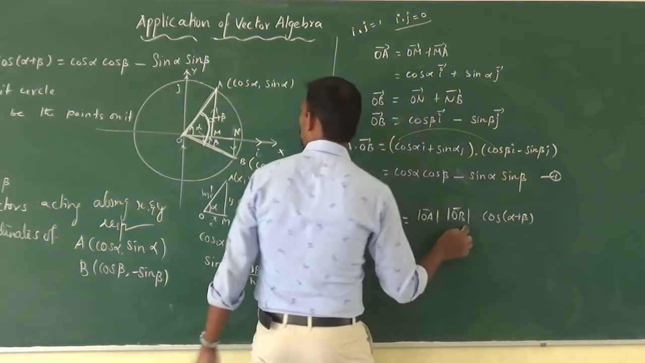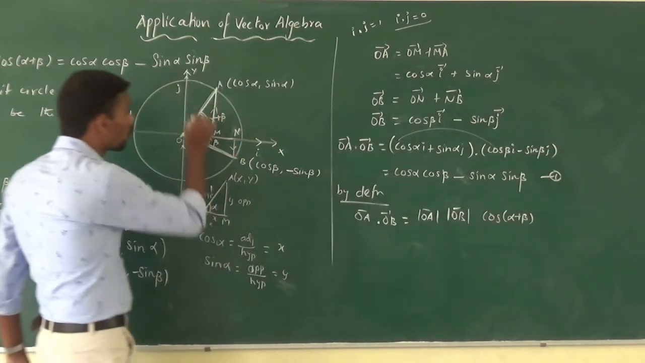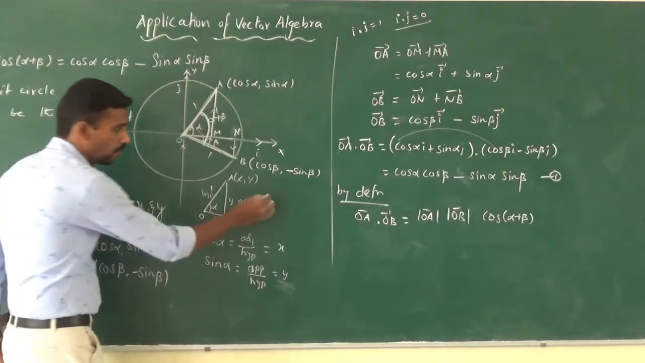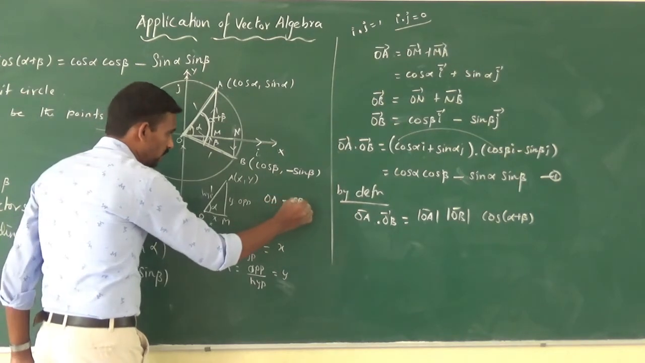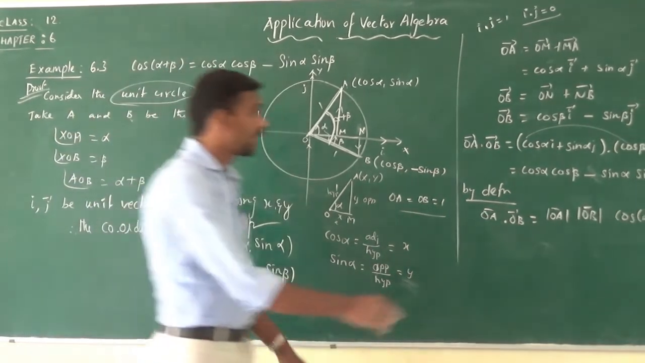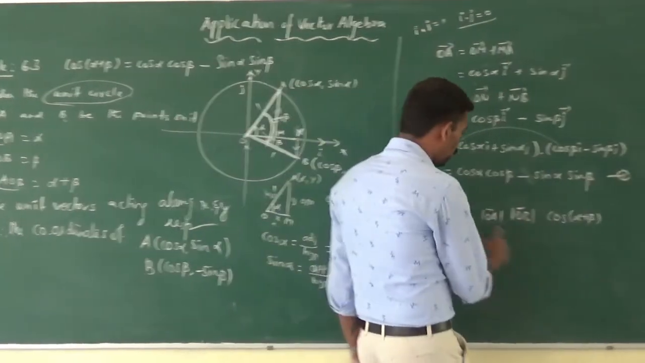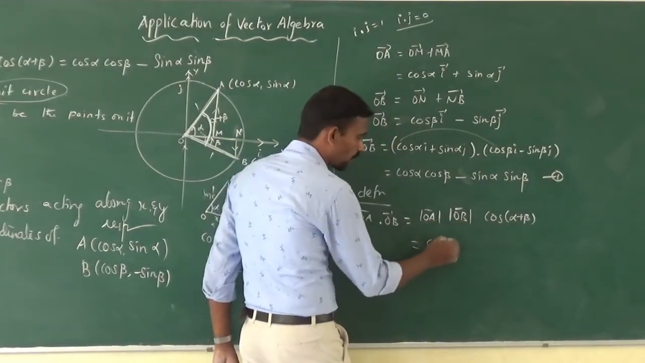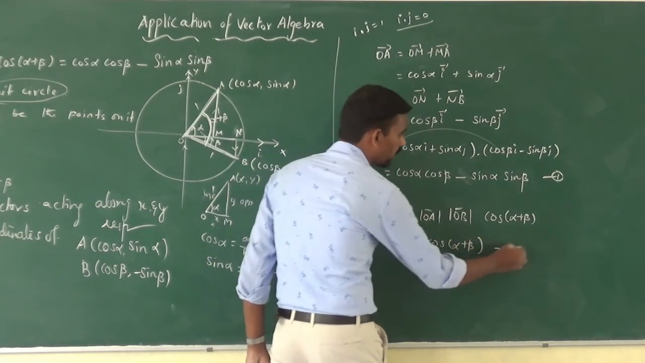So OA and OB, this is a unit circle. It has length OA equal to 1 and OB also 1, because OA and OB are both equal to 1. That is a unit circle, right? So this is nothing but cos of alpha plus beta. This is equation number 2.